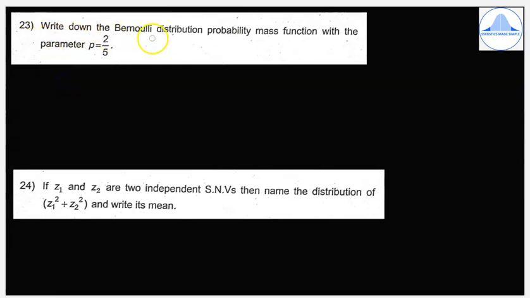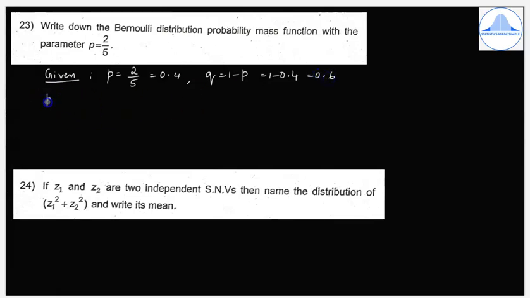23rd question, write down the Bernoulli distribution probability mass function with the parameter p is equal to 2 divided by 5. So they have given p is equal to 2 by 5, which is equal to 0.4. So q is equal to 1 minus p, which is 1 minus 0.4, is equal to 0.6.